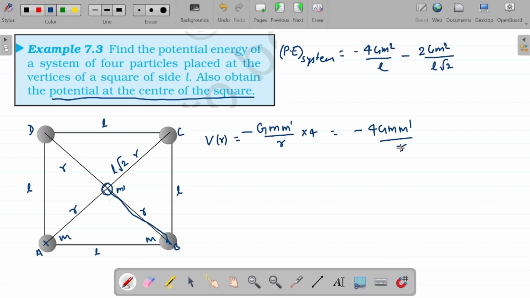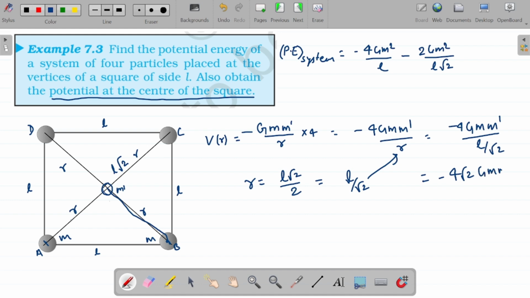And what is r in terms of L? Look, the diagonal is L root 2. So r can be written as L root 2 divided by 2, because this is half of the diagonal, and we can write L divided by root 2, and we can replace this value here. So we will get minus 4 G m m prime by L by root 2, or simply minus 4 root 2 G m m prime by L. Now, this is the potential energy for this m prime here.